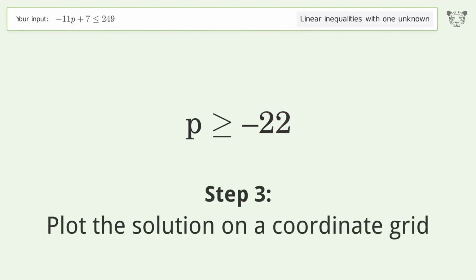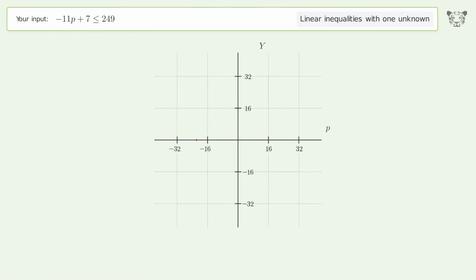Plot the solution on a coordinate grid. And so the final result is p equal or greater than -22.